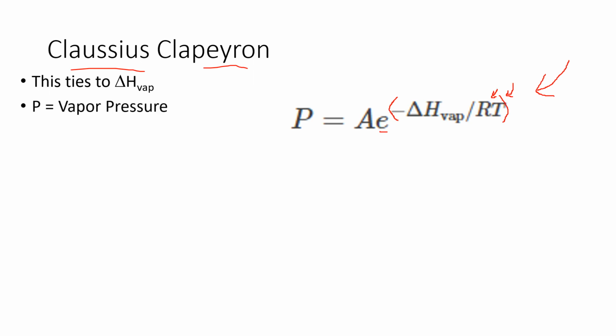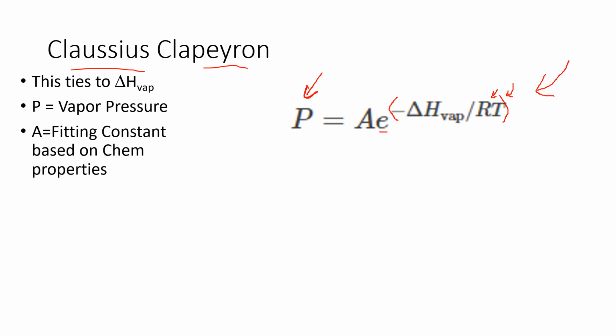So here P is the vapor pressure that we're going to measure. The A is a fitting constant. We often have to do this because we can say that the pressure is proportional to that, but then we need a constant of proportionality. All right, so let's solve for. Let's see what we can do here.